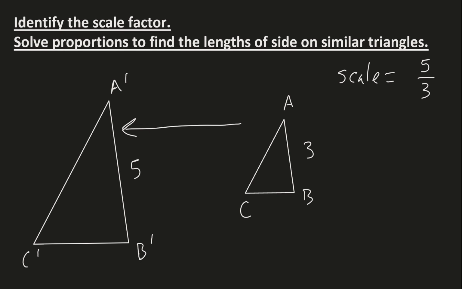Now if I think about that, I can take any of the dimensions of ABC, and if I multiply those dimensions by 5/3, I'll get the new dimension. The obvious one is the one that I have here. If I take 3 and multiply that by 5/3, I should get 5. And sure enough, 3 times 5/3 does indeed equal 5. So this is the scale factor that allows me to map between the original shape and the scaled up version.